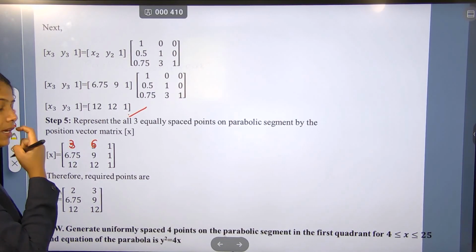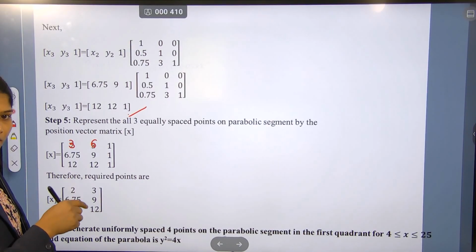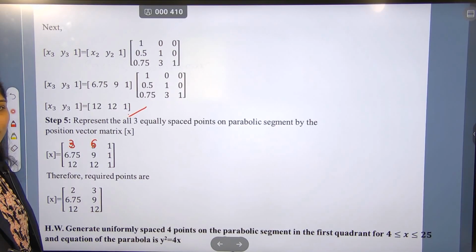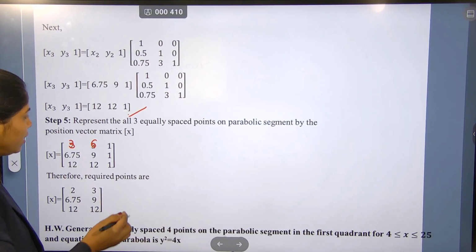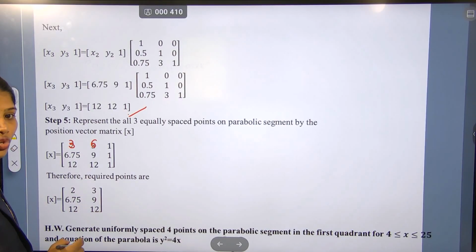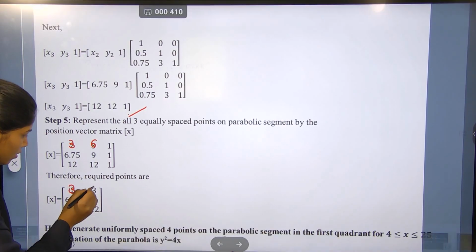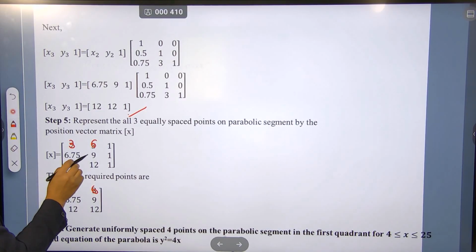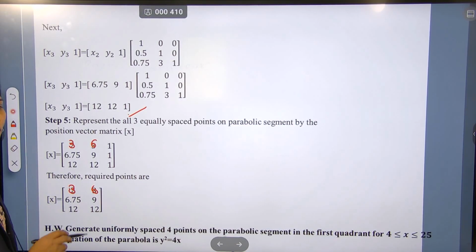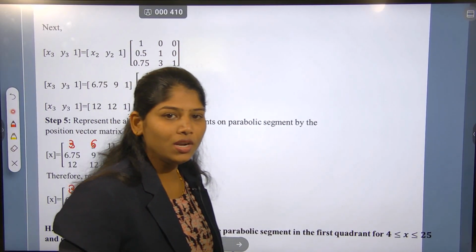So your second point is 6.75, 9, 1. Third point is 12, 12, 1. In the last step, remove the homogeneous coordinate. So we get the required points: 3, 6, 6.75, 9 and 12, 12. So this is your answer.